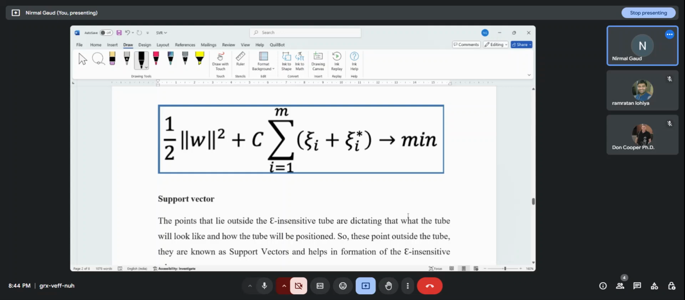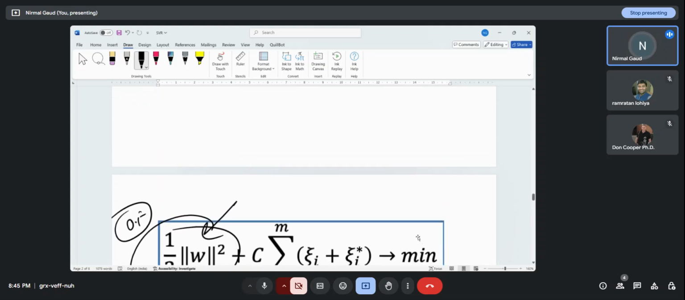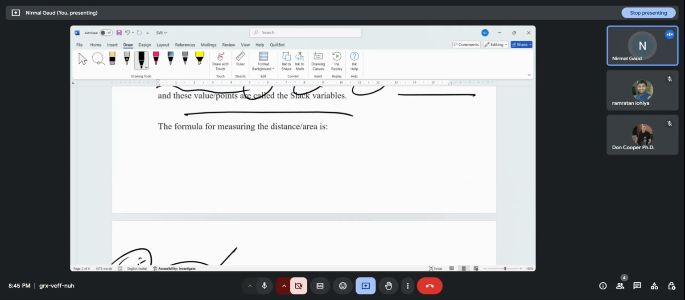And the formula is 1 by 2 w square, the same objective function we have seen in classification. That is the width of the hyperplane in classification, and here it is the width of your epsilon tube. I think their consideration will be the same. They want to maximize the width. And what is width? Width is 2 epsilon. So it will be like w square by 2. That's what they are saying.